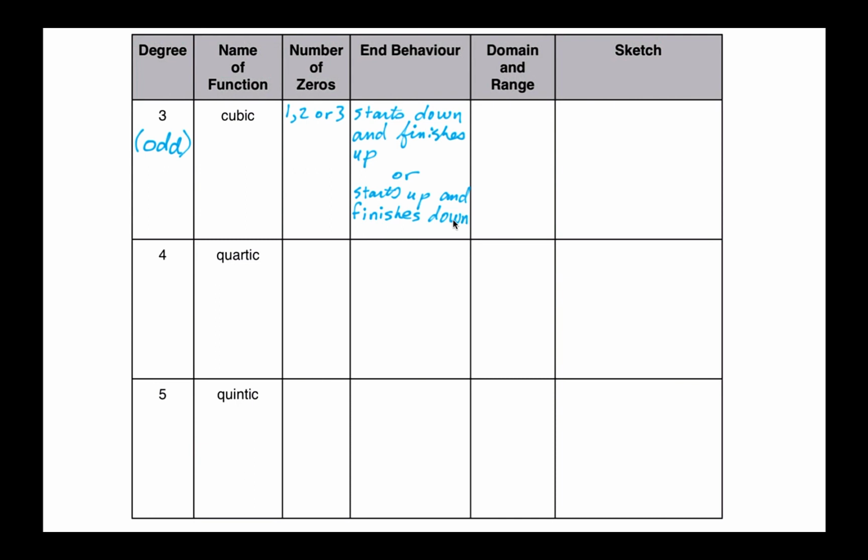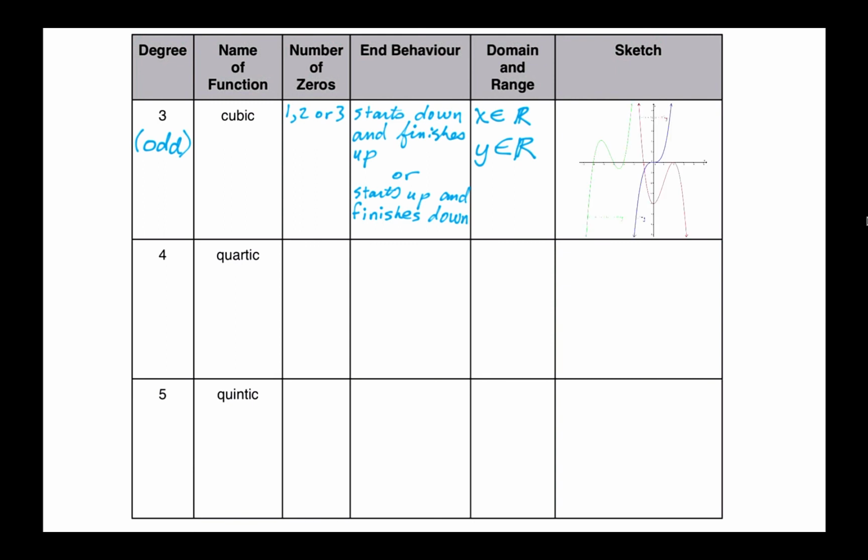If the lead coefficient is positive, it starts down and finishes up. And if the lead coefficient is negative, it starts up and finishes down. The domain and range of all odd polynomials are: the domain is going to be x is real, range is going to be y is real.